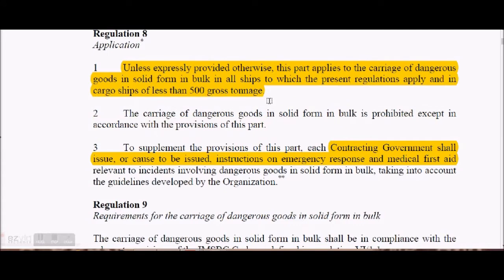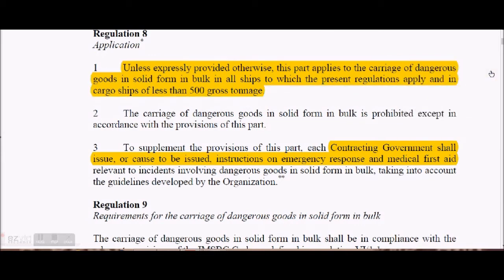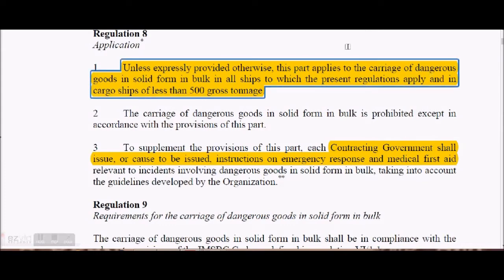This should not be confused: it is not only applicable to the carriage of dangerous goods in 500 GT and above. Here it is written carriage of dangerous goods in solid form in bulk, and I want to mark it. So the wording is carriage of dangerous goods in solid form in bulk. And what is solid form in bulk? We had it before.